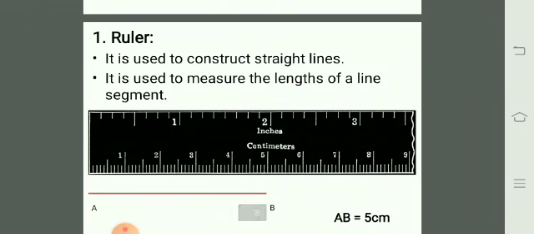Again I am repeating. The first instrument is a ruler. A ruler is used to construct straight lines, and second, it is used to measure the length of a line segment.